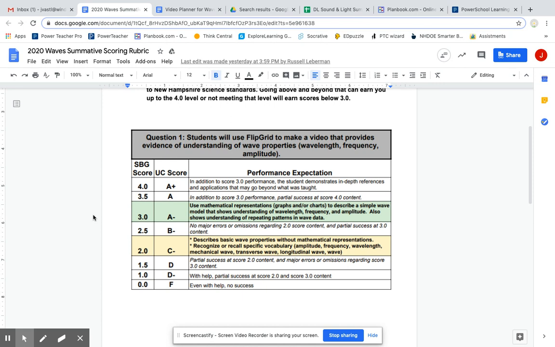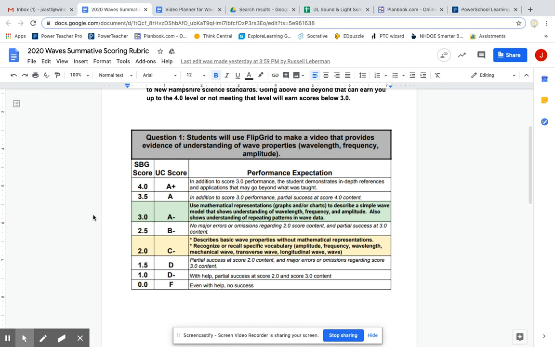Remember, we've been talking about models all year. So to describe a simple wave model that shows understanding of wavelength, frequency, and amplitude. Also, you have to show understanding that there are repeating patterns in wave data, okay? So for you to get an A- on question 1, you would have to include all those aspects that are in the green, okay?